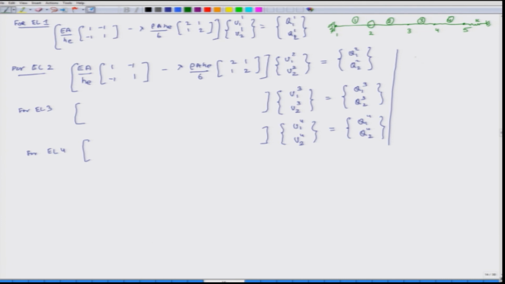At node 2, u2 superscript 1 is equal to u1 superscript 2 is equal to u2. So, this becomes u2, this becomes u1. Using the same approach, this is u2. I am replacing all these local degrees of freedom with their global values. This is u3, this is u4, this is u4 and this is u5.